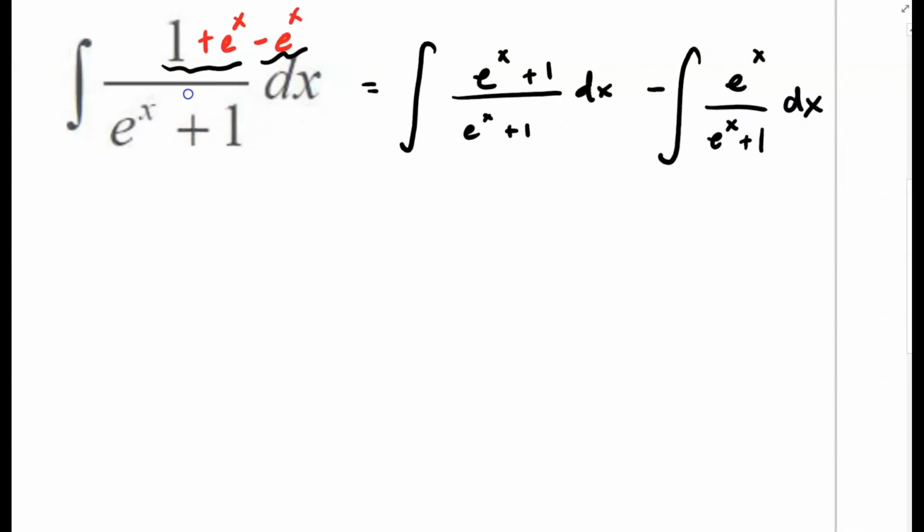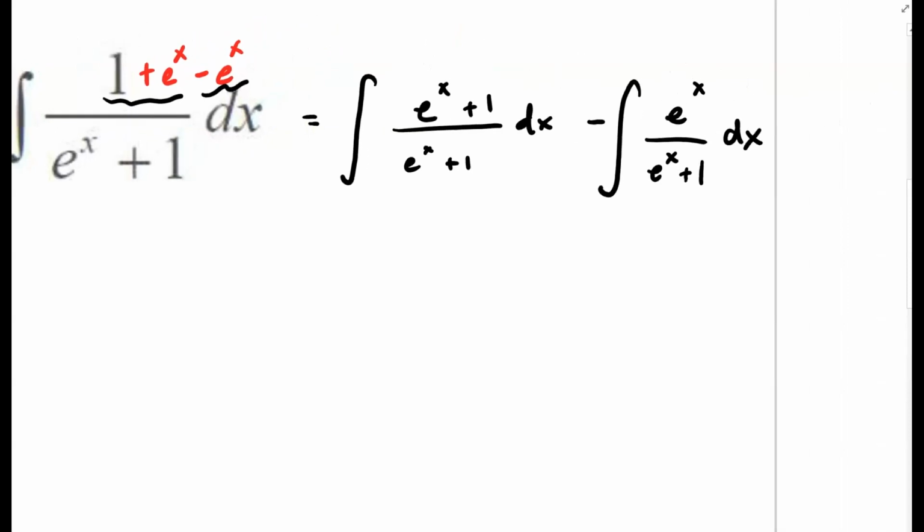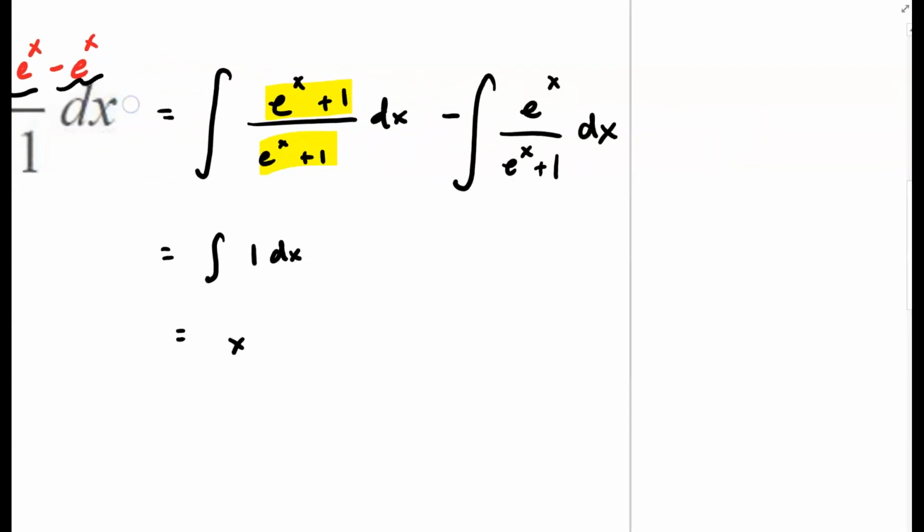Now, why did I do that? Well, if we look here, our numerator and our denominator are exactly the same. Well, e to the x plus 1 divided by e to the x plus 1 is just 1 dx. And hey, isn't that just x? Yes, it is. I almost wrote dx again. Okay, now we still have a second integrand.